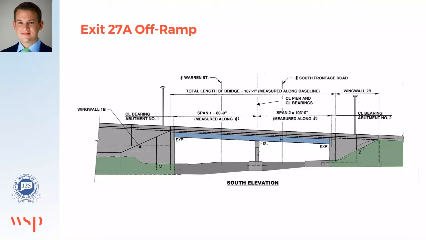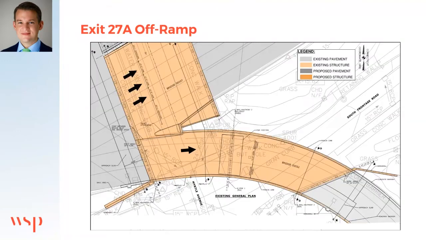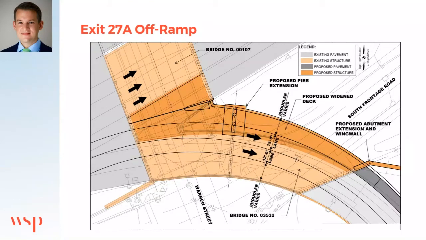as it does today. Looking at the project from above, shown here in light orange are the existing structures as they are today. The proposed condition shown here with the dark orange highlighted is the widened portion, which includes the new proposed extension to the pier, the proposed extension to the existing abutment, as well as the new deck, which will help accommodate the additional 12-foot lane in the off-ramp.